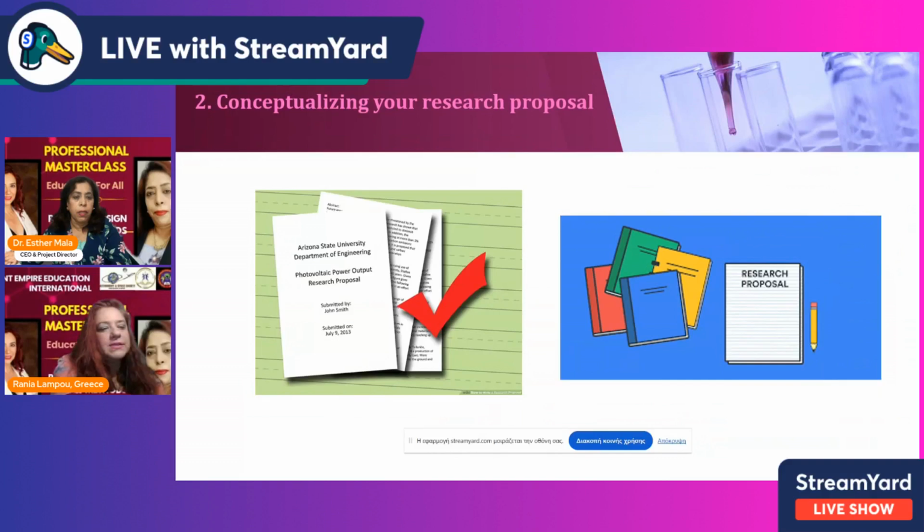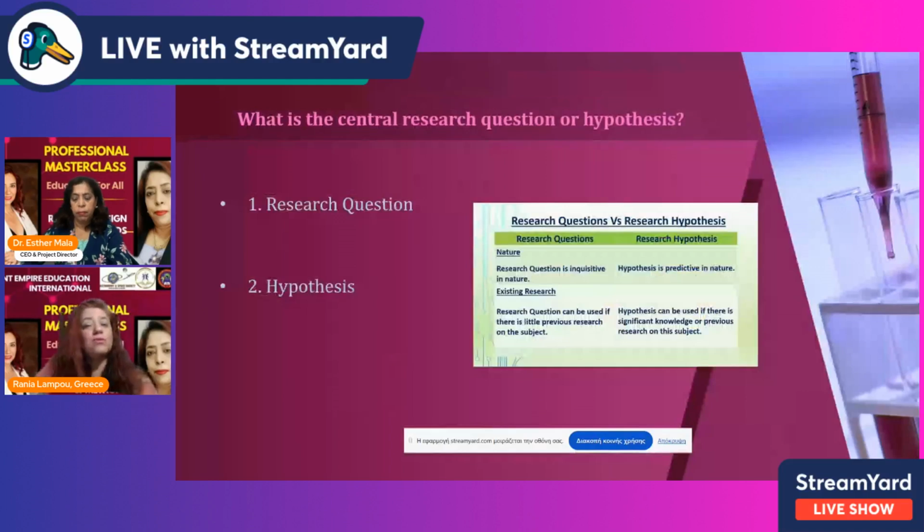After this first step, then you need to conceptualize your research proposal. Already in the previous session, we have explored this stage in detail. But again, what we could say here is that the central research question or hypothesis is the core focus of a study, because this defines what the researcher wants to investigate or test. It guides the entire research process from data collection to analysis and defines the scope and purpose of the study.